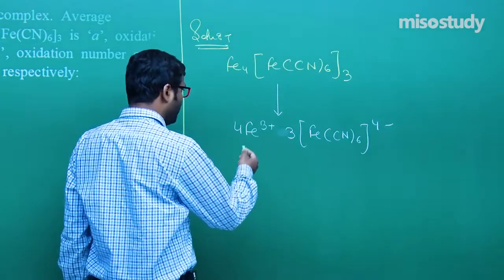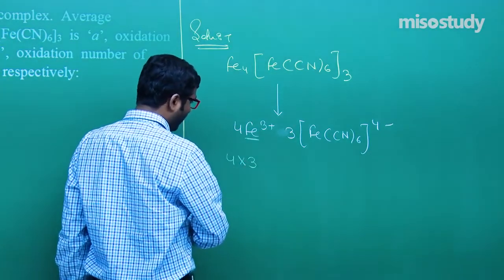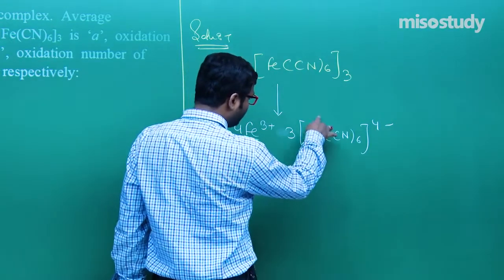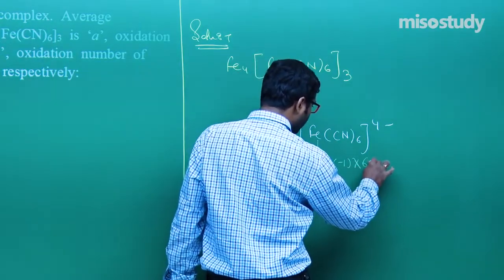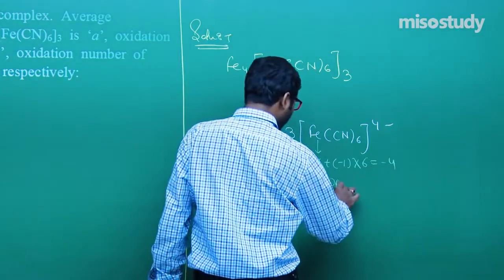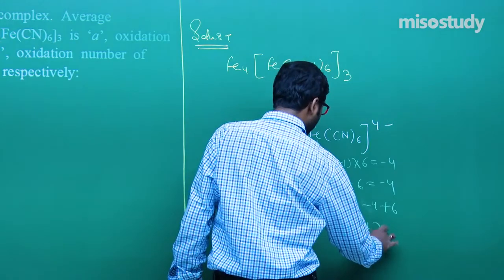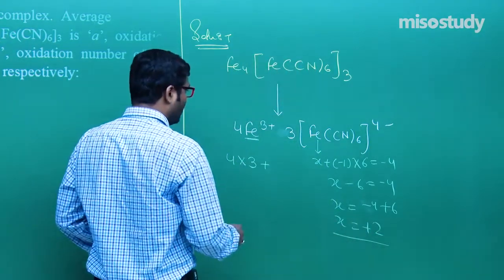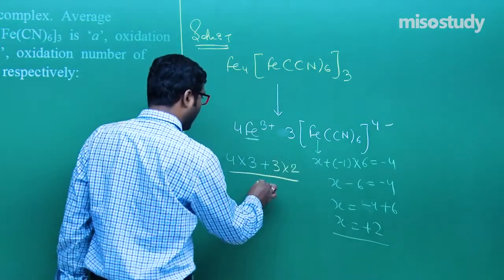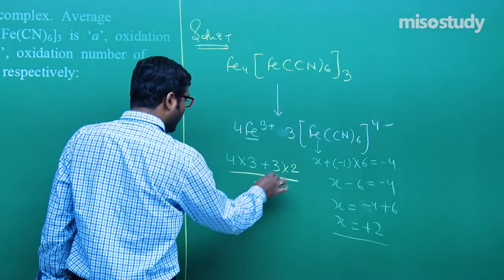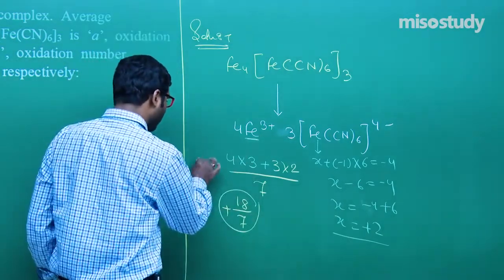Now total iron here is 4 times 3, and here Fe is in plus 2 oxidation state. Do you need to find it out? Find it out: x plus (-1) into 6 is equal to -4, yes sir. x minus 6 is equal to -4, so x is equal to -4 plus 6, x is equal to +2 oxidation state. Clear? So 3 into 2, 3 times iron; total number of irons 4 plus 3, 7, put here 7. Now multiply 4 by 3 is 12 and 3 by 2 is 6. The average oxidation state is 18 by 7. This is the value of A, okay.